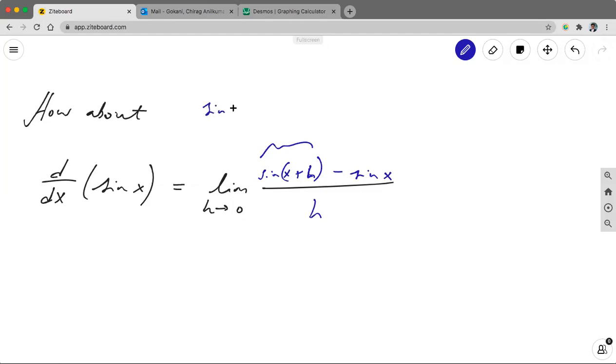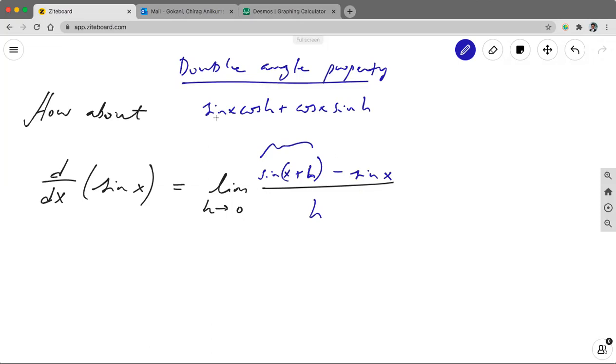Okay, it's sine of x times cosine of h plus cosine of x times sine of h. So if you don't remember where this comes from, just Google the double angle property. Okay, and there's one for cosine of x plus h, which we're going to use in just a bit. So I've applied this property, which I derived for you, and I'm not going to derive it again because that takes a lot of time, but I expect people to know this. And now I'm going to write that here.